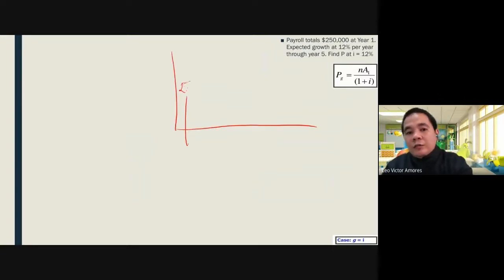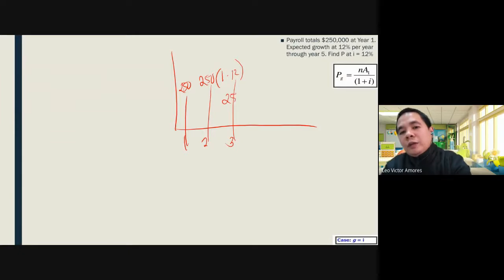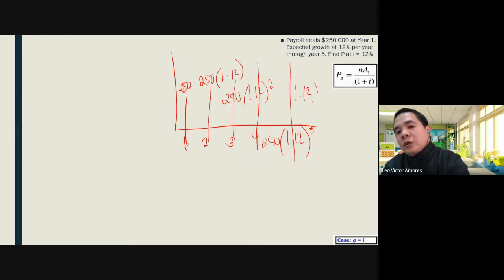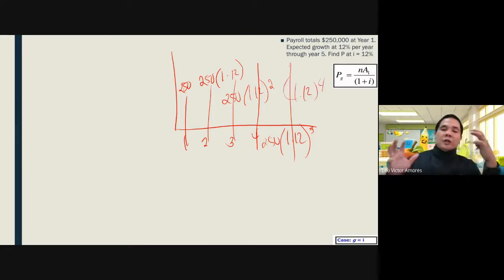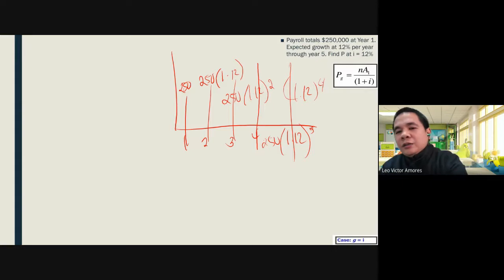This is 250 at year 1. At year 2, that is 250 times 1.12. At year 3, this is 250 times 1.12 to the exponent 2. At year 4, this is 250 times 1.12 to the exponent 3. And year 5, 1.12 to the exponent 4. That is the amount you pay every year. Okay?